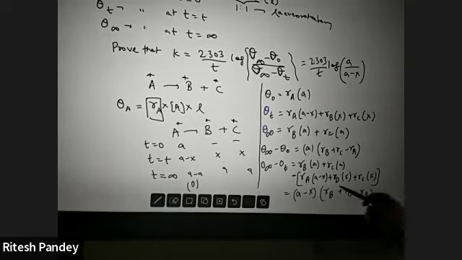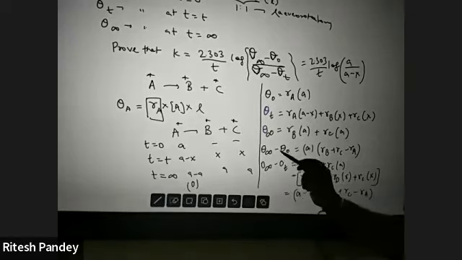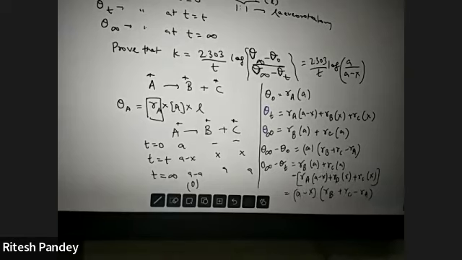And now I think it's pretty visible. If I do theta infinity minus theta naught upon theta infinity minus theta t, it will eventually be A upon A minus X. It will be A upon A minus X. Yes or no? Yes.